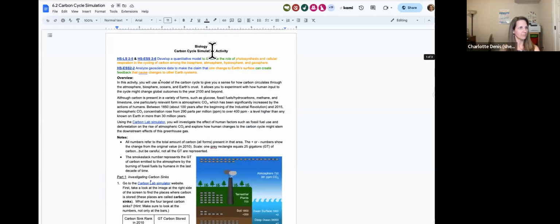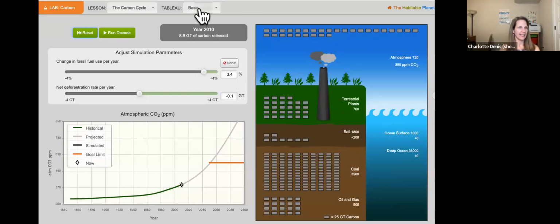Okay. So like I said, it's an older simulation, but I like it, and I have not been able to find anything that does this type of modeling on anything that's newer. So if you know something, I would love to hear about it.